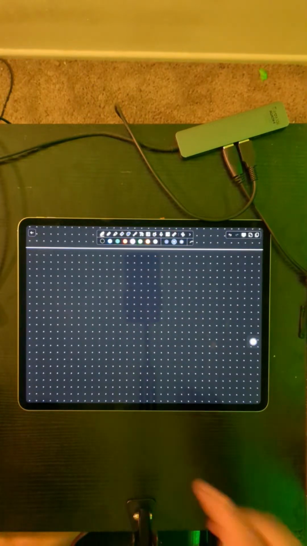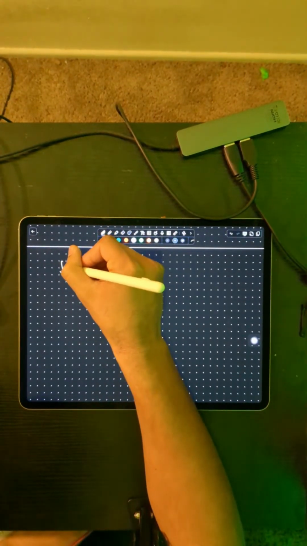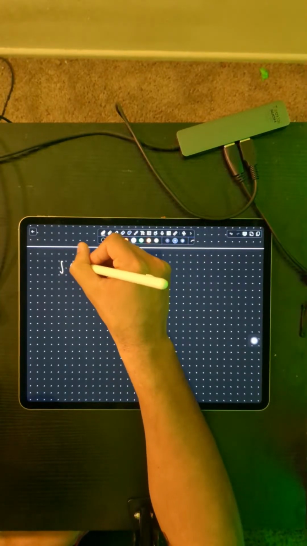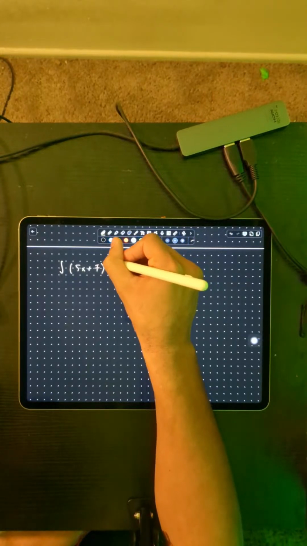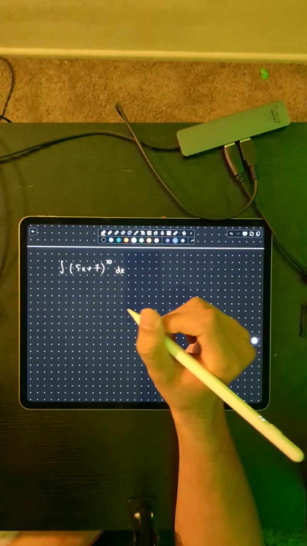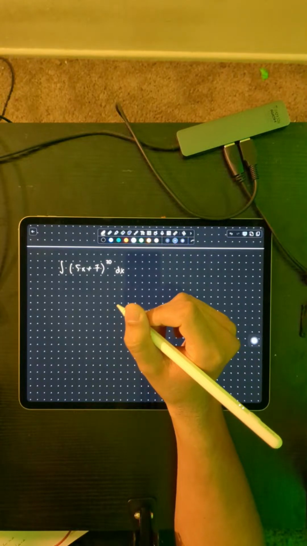All right, let's continue on here. Let's do some more tricky ones. Integral of (5x + 7)^20 dx. All right, I'm going to go a little bit faster.